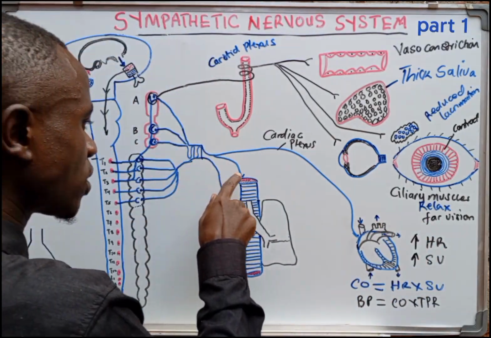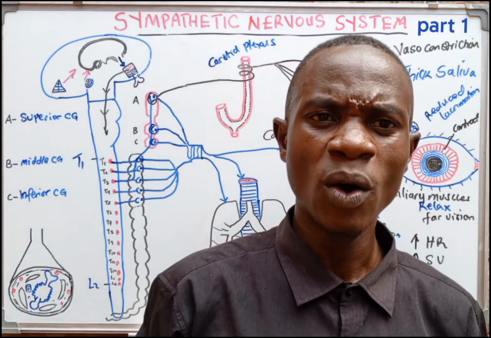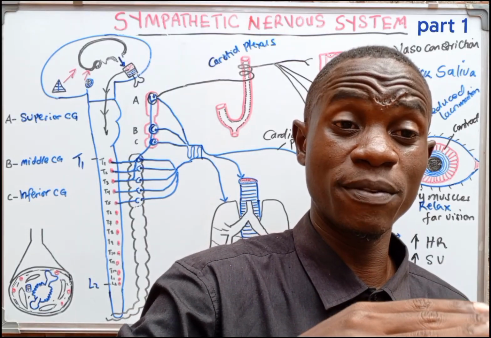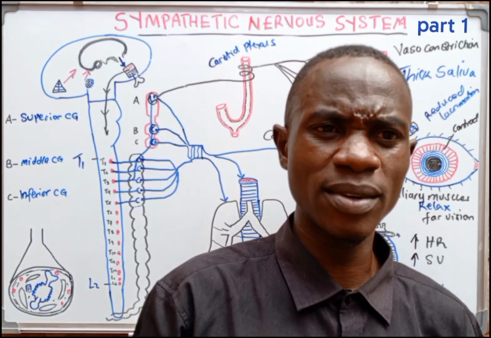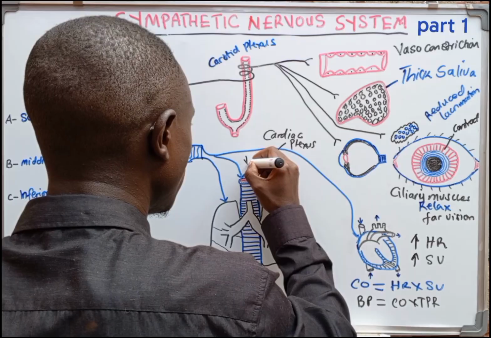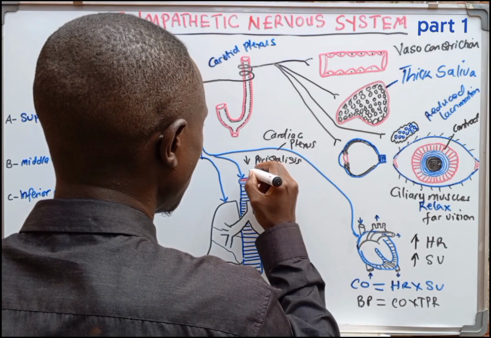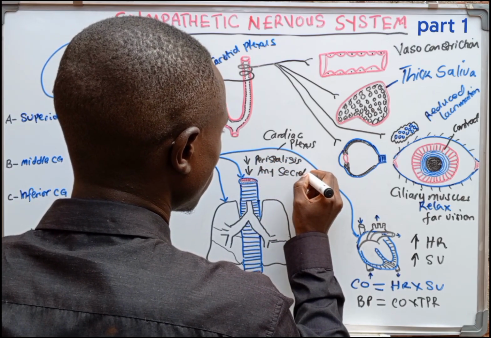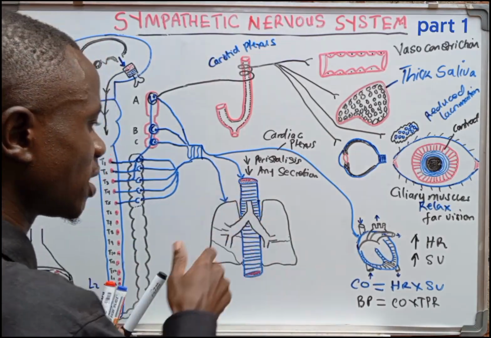Then what's going to be the effect on the esophagus? Now, the esophagus, during these stressful moments, we want to reduce the wave of contraction, the peristaltic movement of the food down to the stomach. We want to reduce them, and also reduce any secretions within the esophagus. So we are going to be reducing peristalsis, and even reducing any secretion.